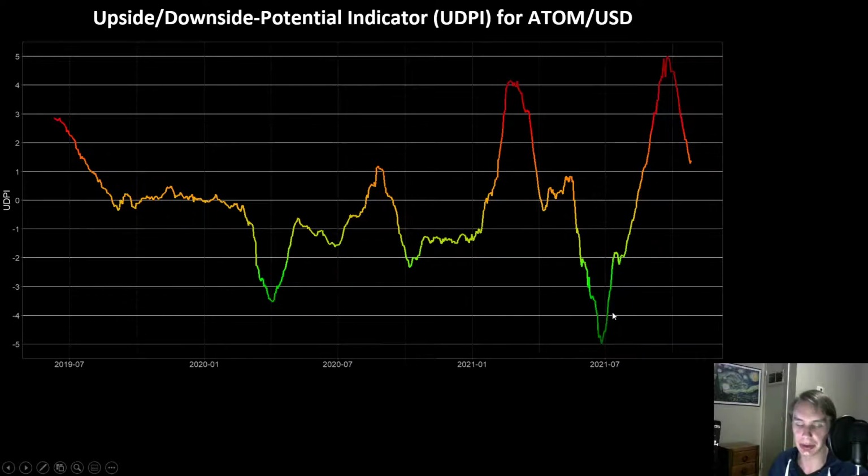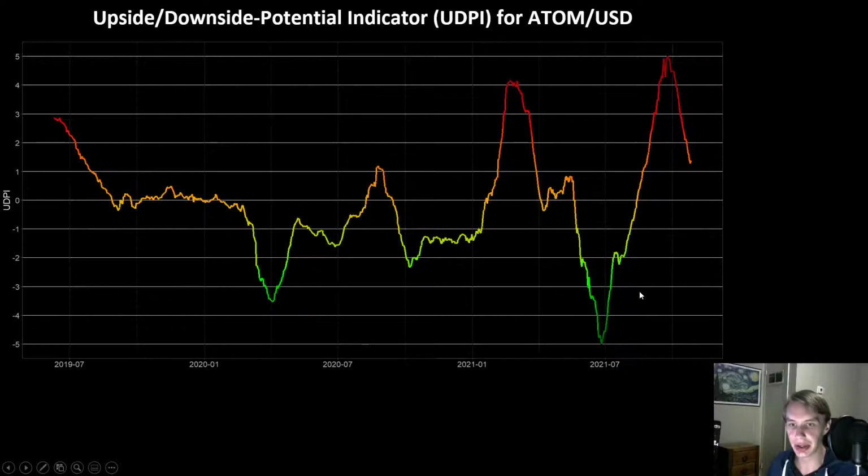And then sure enough, that happened. We ended up seeing that happen in August through September. For Atom, we did a 5x coming out of there. And so really the summer was a historically great time to be buying a ton of different assets, and the UDPIs for those different assets were reflecting that. It was flashing these deep green, low risk zones.